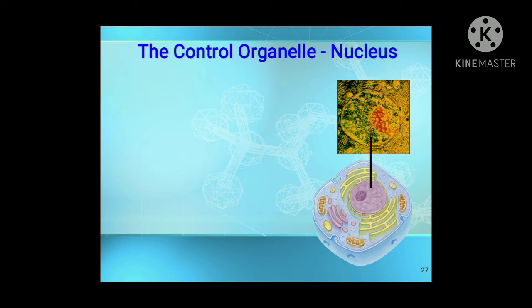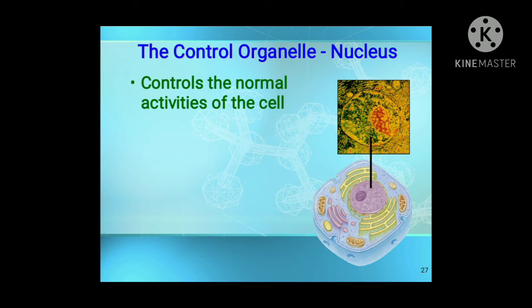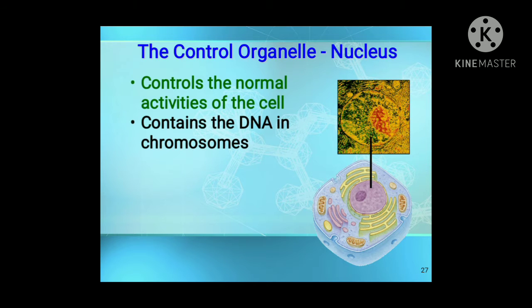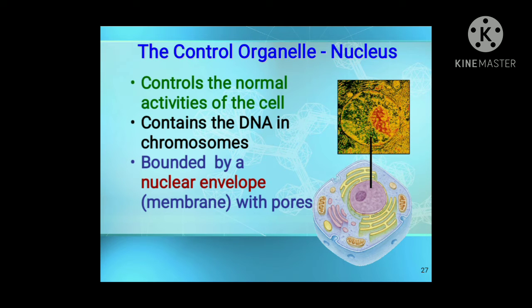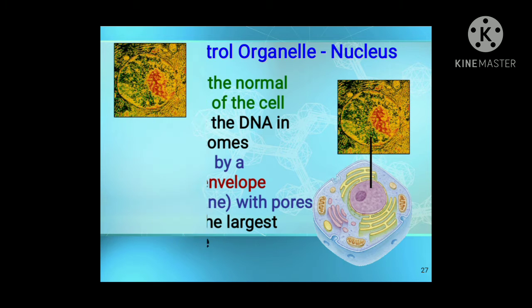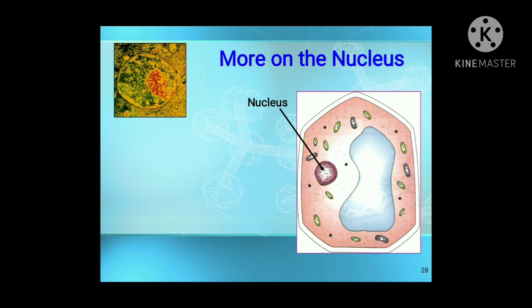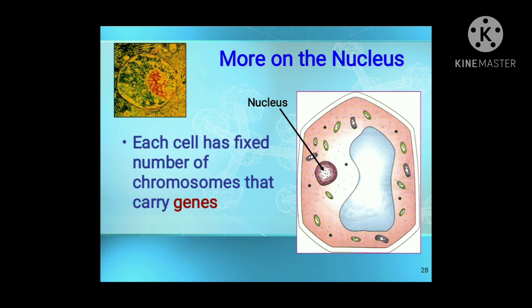The control organelle, the nucleus, controls the normal activities of the cell. It contains the DNA in chromosomes. It is bounded by a nuclear envelope with pores. It is usually the largest organelle. More on the nucleus. Each cell has a fixed number of chromosomes that carry genes. Genes control cell characteristics.